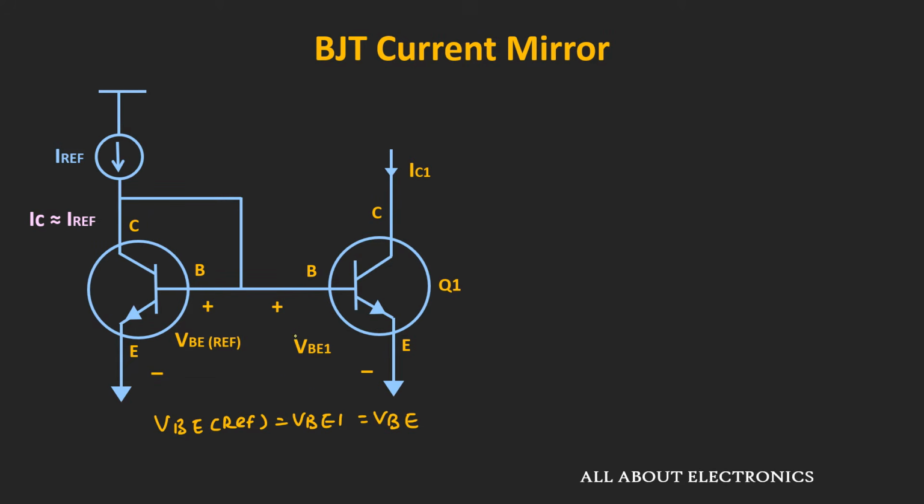And as we have seen, this collector current is a function of the voltage VBE. That means IC1 is equal to IS1 times e to the power VBE divided by VT, where IS1 is the saturation current of the transistor Q1. Now here, the only thing we need to ensure is that the collector base junction should remain reverse biased, because this transistor Q1 should remain in the active region. That means the collector voltage should always be more than the base voltage. So by ensuring this, we can replicate this reference current.